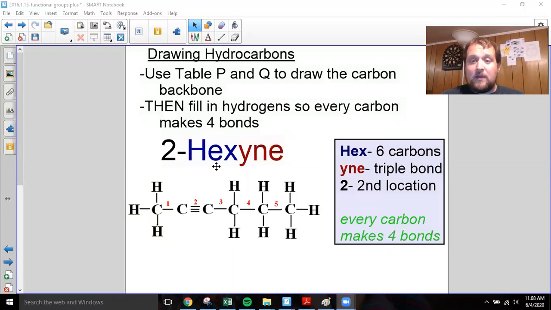So in this case, hex meant 6 carbons. The ine, table Q tells you that ine means it has a triple bond, and then that 2 tells you to put it in the second location. And we also learned how to fill in the hydrogens so that every carbon has 4 bonds. That was the basics of that last lesson.